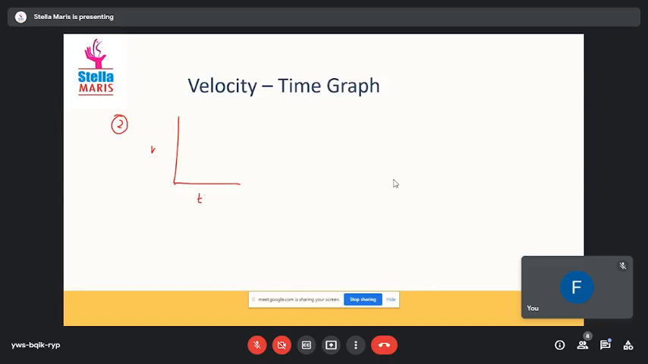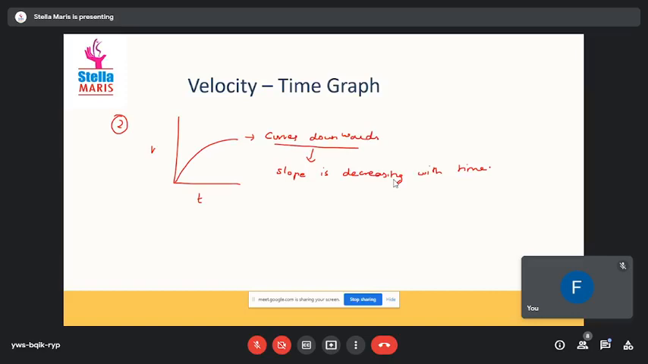And here the curve is like this. So just talk about the curve. This curve is curving downwards. So what that means is that the slope is decreasing with time. Slope is decreasing with time.